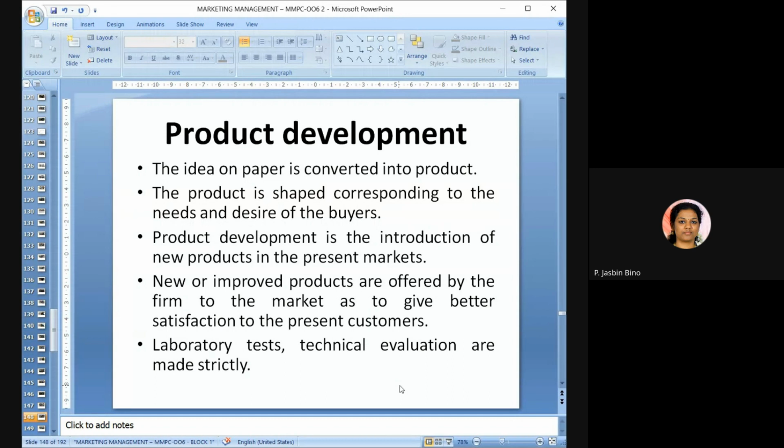The product development is the introduction of new products in the present markets. So new or improved products are offered by the firm to the market so as to give better satisfaction to the present customers. So normally laboratory tests, technical evaluation are made strictly in developing a new product.